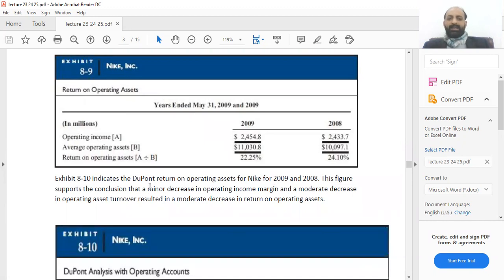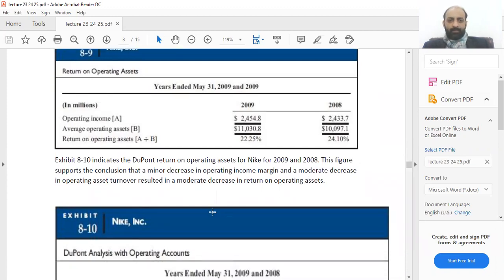Exhibit 810 indicates the DuPont return on operating assets for Nike for 2009 and 2008. This figure supports the conclusion that a minor decrease in operating income margin and a moderate decrease in operating asset turnover resulted in a moderate decrease in return on operating assets. So from this statement, we can see that the return on operating assets gets affected directly by both operating income margin and operating asset turnover.